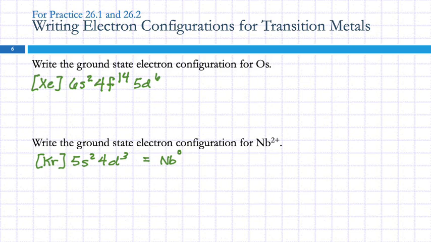How does it become a 2+ ion? It loses 2 electrons. Which 2 electrons does it lose? It loses the 5s electrons. The tendency is to say, well, you just start at the end and work backwards. Well, that works with the main group elements, but it doesn't work with the transition elements. We want to remove the electrons from the highest principal level first.